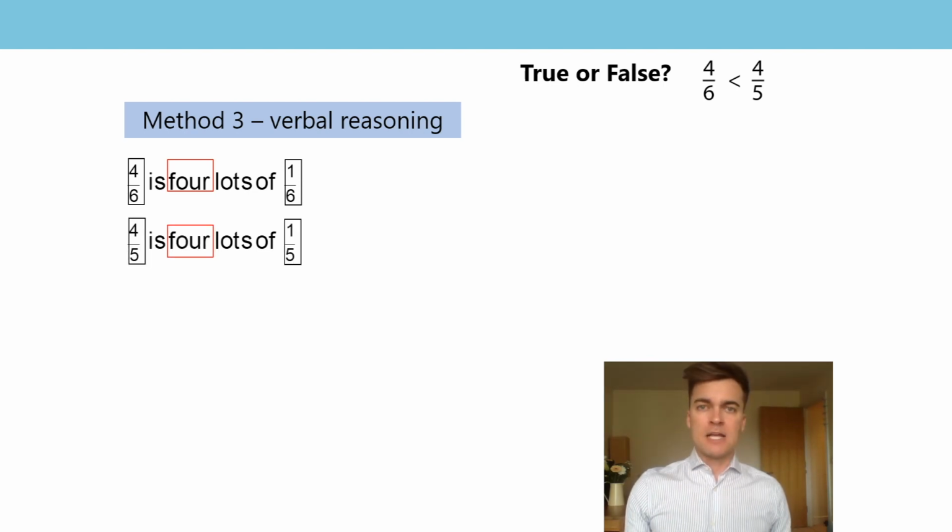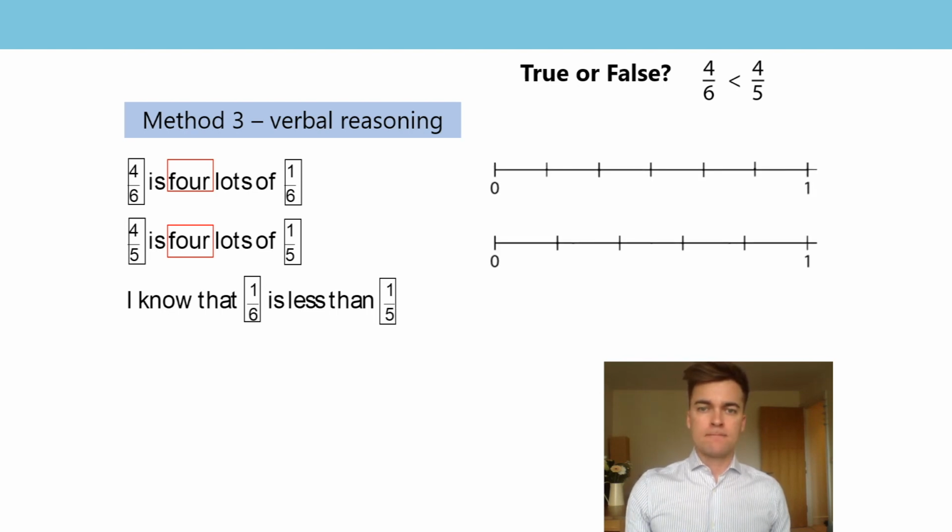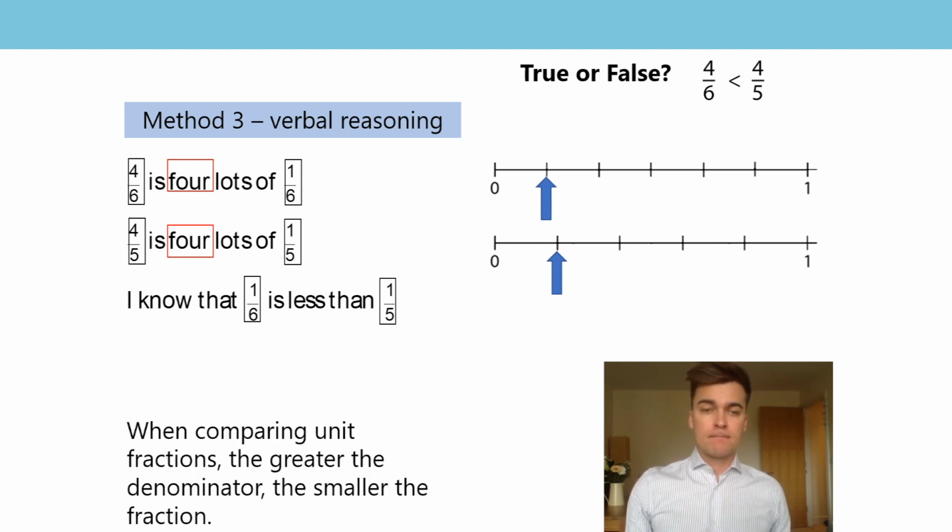Super. Now let's use what we know about unit fractions. I know that something is less than something. Ready? I know that 1/6 is less than 1/5. How do we know that? On the number line, 1/6 is less than 1/5. And with our generalization, when we compare unit fractions, read the rest of the sentence with me. The greater the denominator, the smaller the fraction. 1/6 is less than 1/5.